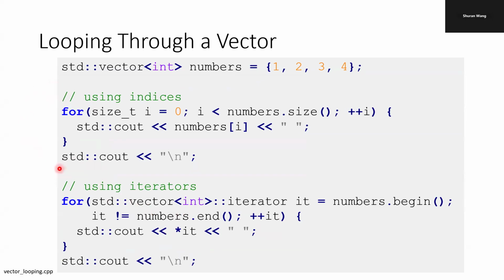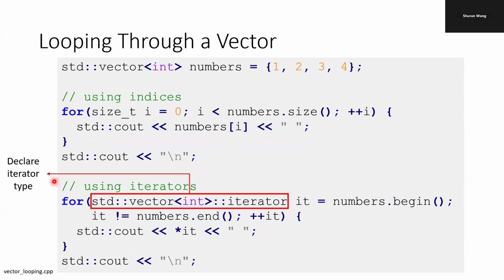Looping through a vector by iterator is then very similar. The first example uses the indices, which is what you're used to doing. We start from index 0 and we move up in the vector using the index. Using iterators, we first declare the iterator type, which is std::vector<int>::iterator. Initialize to the first element.